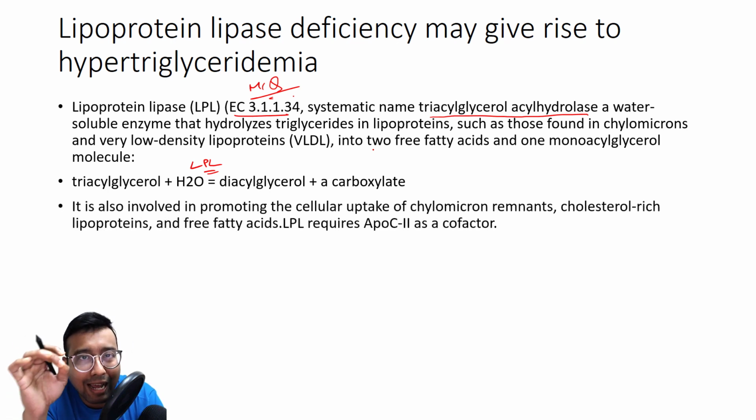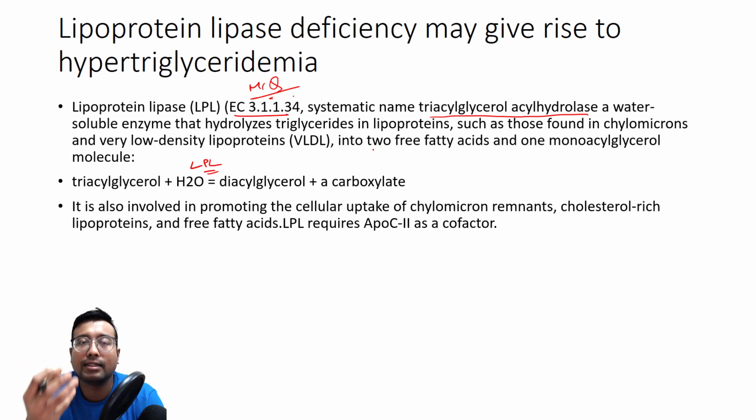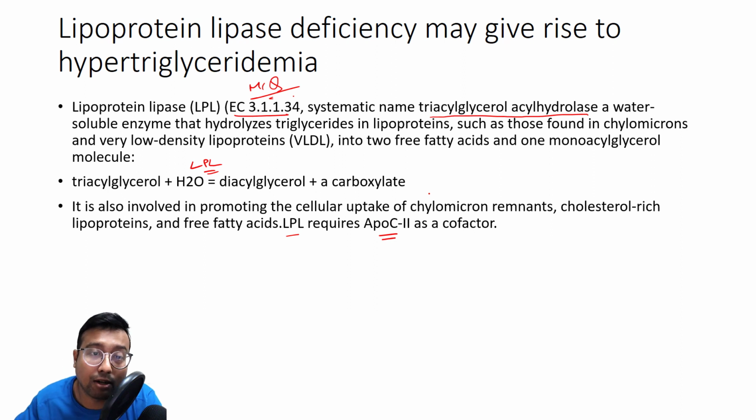So what happens normally, this enzyme helps in uptake of chylomicron remnants. What are chylomicrons? Chylomicrons are food particles that are formed when we ingest fatty food. They are rich in cholesterol, they are rich in triglyceride, and the enzyme lipoprotein lipase requires ApoC2 as cofactor. All these things you need to mention or you need to know. In order to know the deficiency, you need to know what is actually happening.